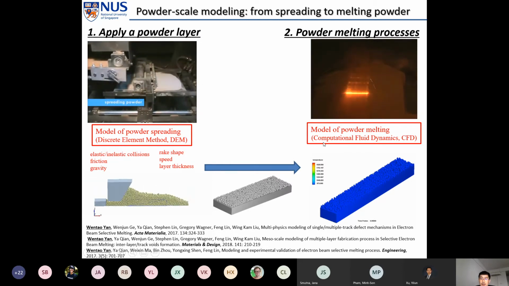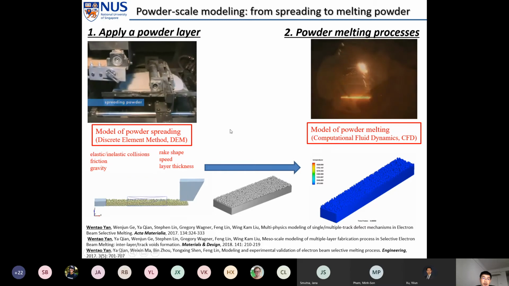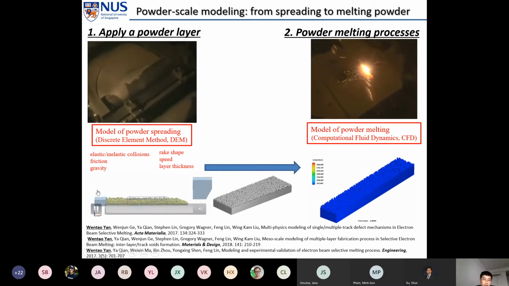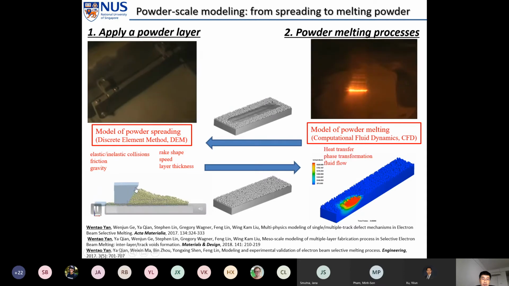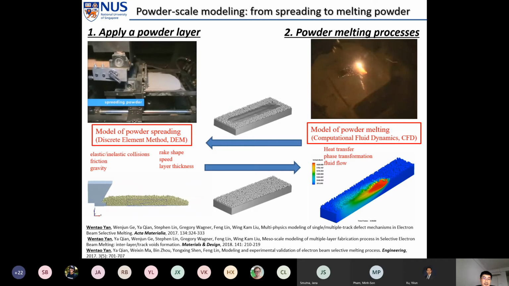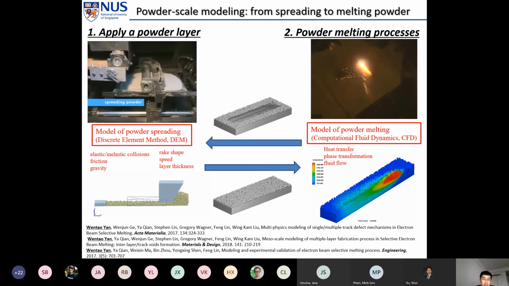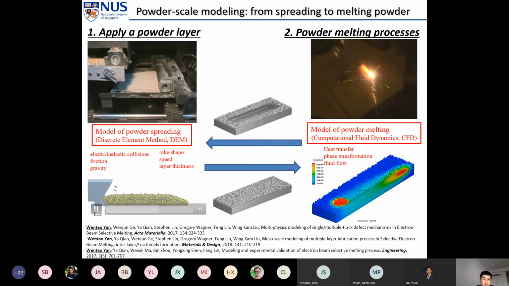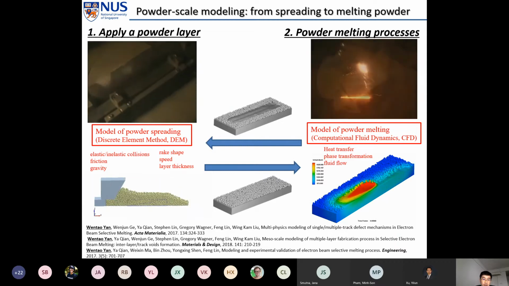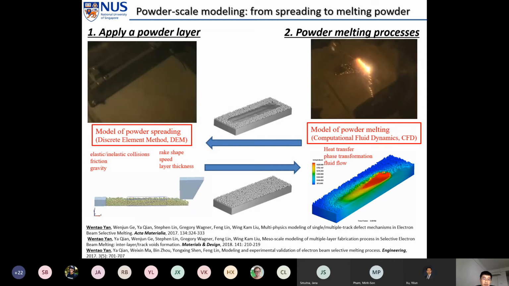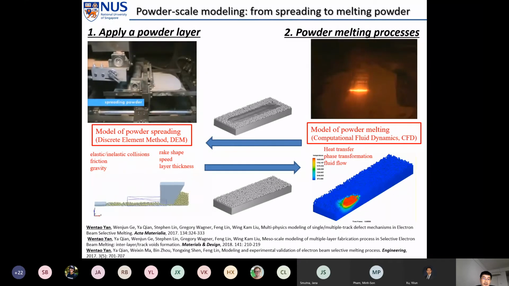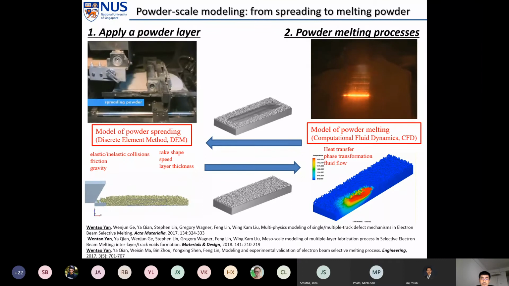So in addition to the model of powder melting, we also have a powder dynamics or powder spreading model to simulate the powder spreading process. We incorporate the elastic and inelastic collisions between powders and with the substrate and the powder rake, and also the friction, gravity, and van der Waals force. The powder size distribution is the same as in the experiments. Also the layer thickness, rake shape, and speed.